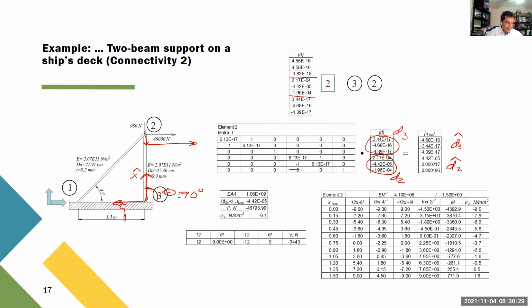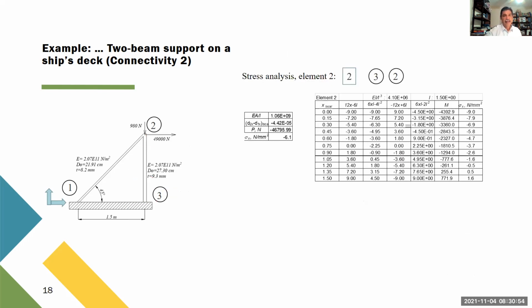Questions, people? Questions about this? That's why it's so important to define clearly each one of the elements and then proceed with the global to local using that definition.